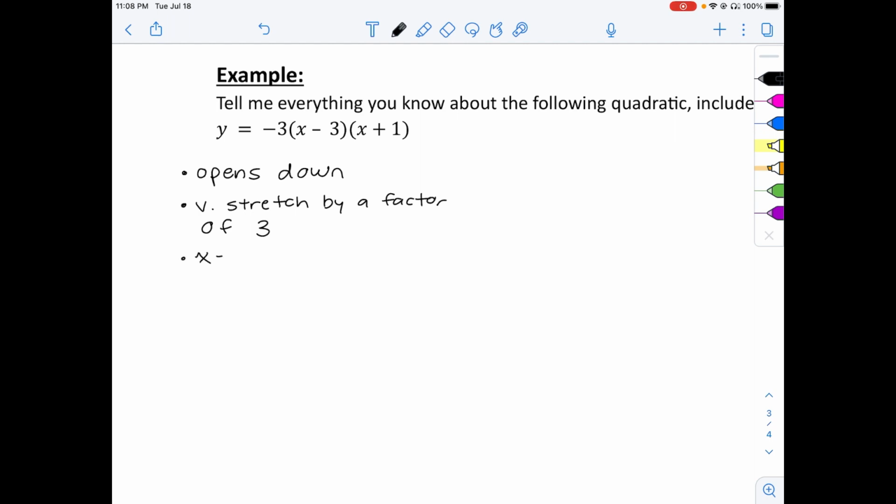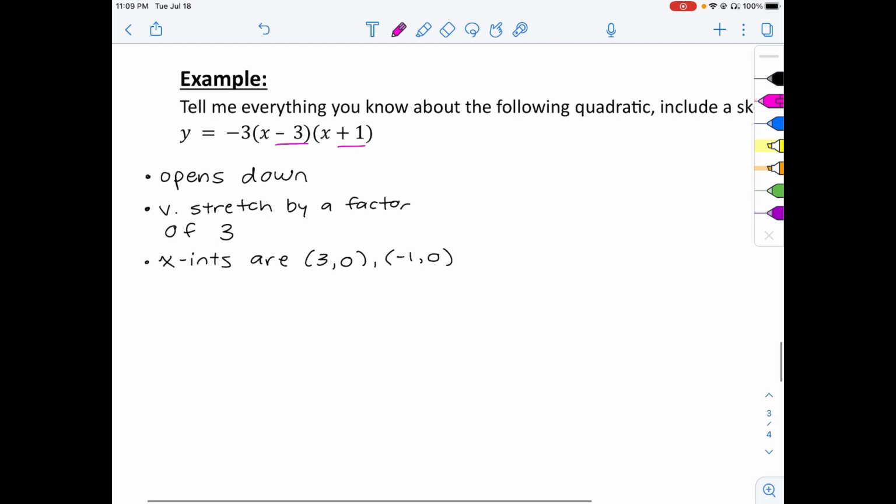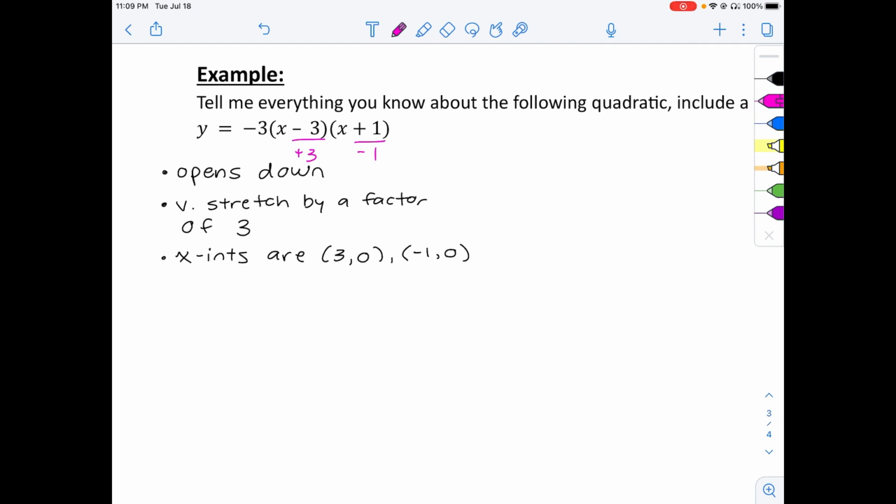And I know that my x-intercepts are (3, 0) and (-1, 0). When we're looking at this here, the signs get flipped, this one and this one. That's where the +3 and the -1 are coming from, so make sure that you do that. Those are the three things that I can tell from the equation without modifying it at all.